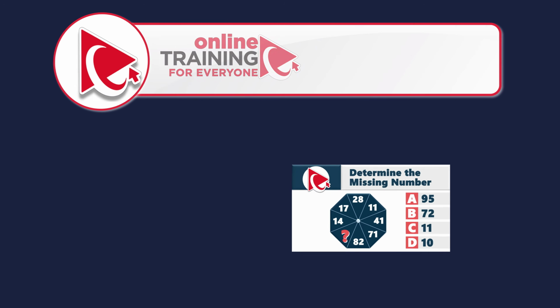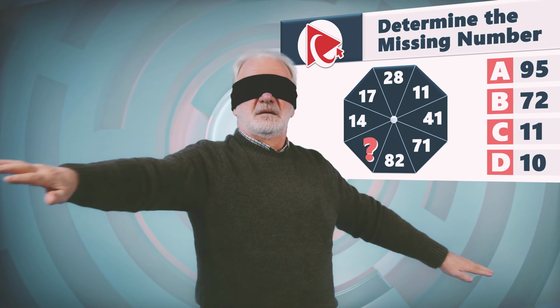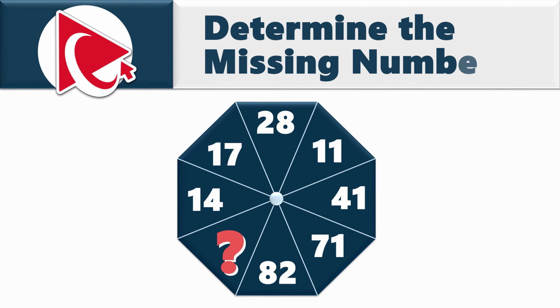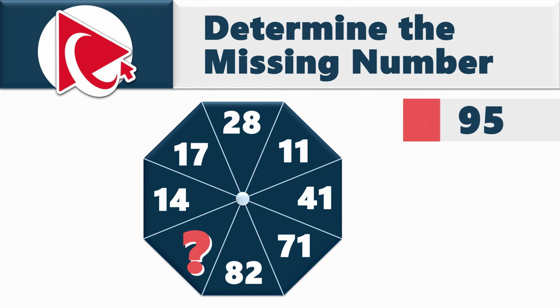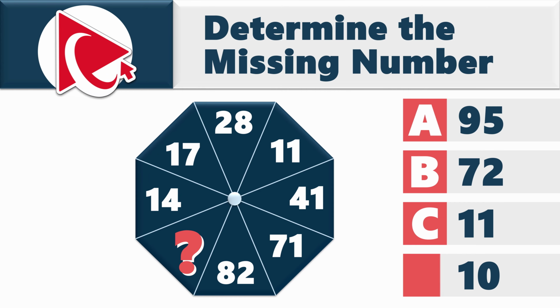I gotta tell you, solving this question is like navigating through the maze blindfold. Challenging, a bit disorienting, and probably not recommended. You're presented with the sequence of numbers. The numbers are 14, 17, 28, 11, 41, 71, 82, and then comes the missing number, which you need to calculate and select out of 4 possible choices. Choice A, 95, choice B, 72, choice C, 11, and last but not least, choice D, 10. Take a close look to see if you can come up with the answer.